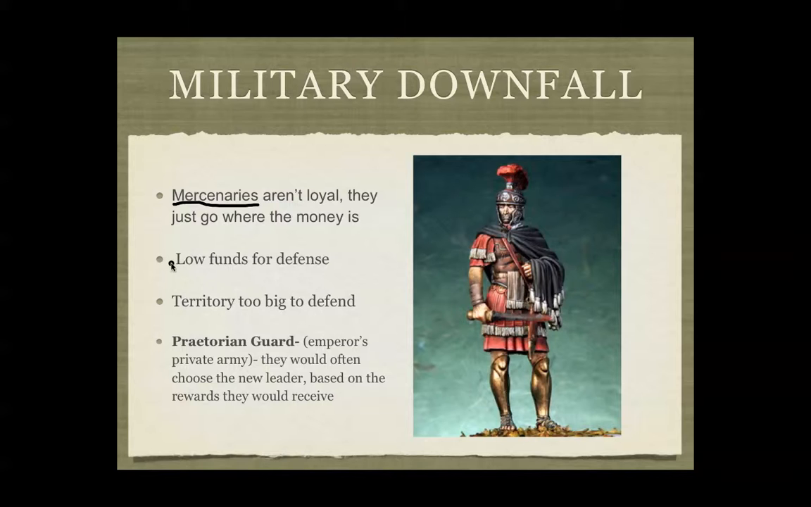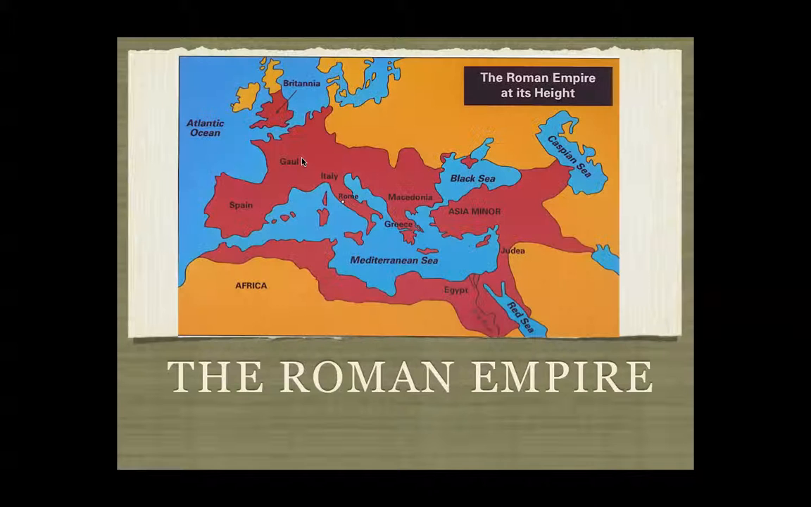The fact is that people are upset about taxes, and so you have low funds for defense. Defense means that you need an army. So if I'm paying mercenaries, but my funds are low, then I'm probably not going to have very many mercenaries to defend the giant borders of my country. Once again, the territory is too big to defend. Let's go back to this slide really quickly. This slide right here, territory is huge.